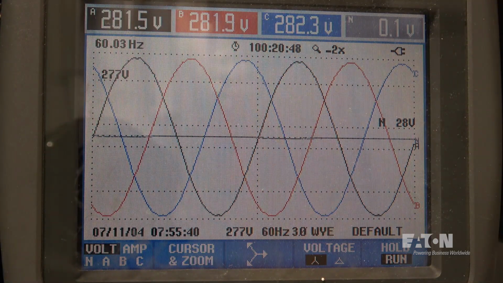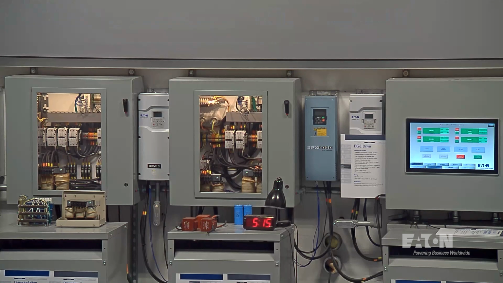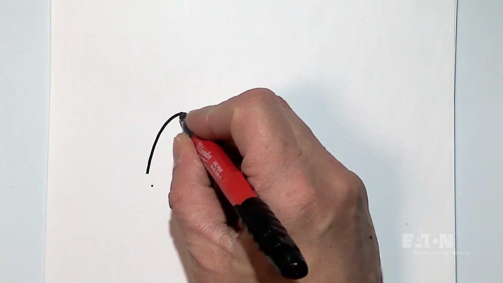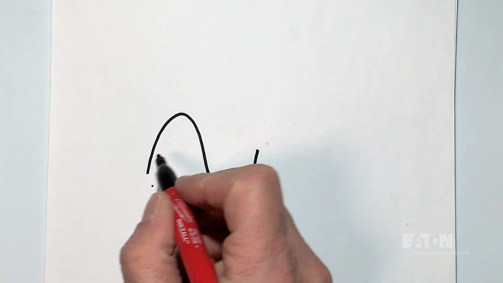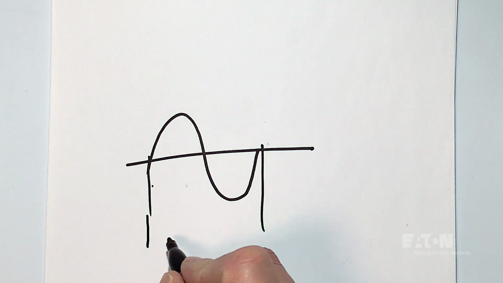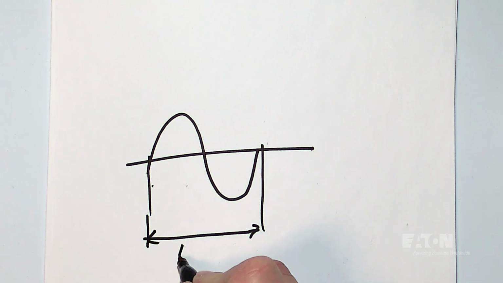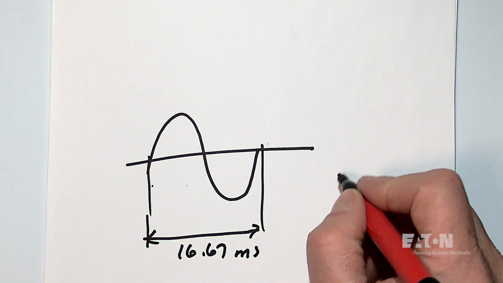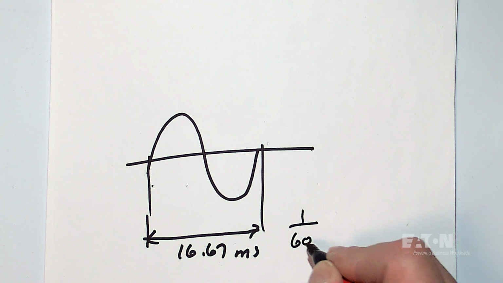And now I'm going to describe that a little bit more. In terms of the camera here, I'm going to draw a picture of what that would look like. So if I have a normal sine wave, okay, and again, this is a 60 hertz sine wave, and 60 hertz means that the time between here and here is 16.67 milliseconds. And that's, by the way, 1 over 60.